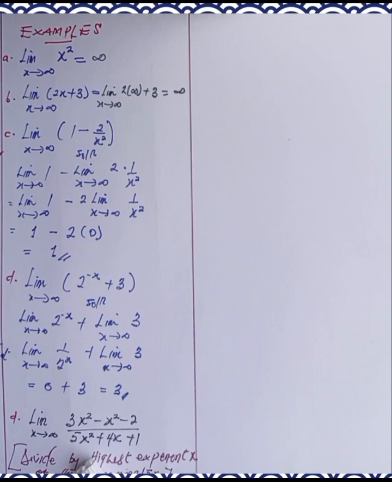So from here, the denominator is this very part. Now what is the highest exponent? It is this. So we are going to divide both the numerator and denominator by x squared.